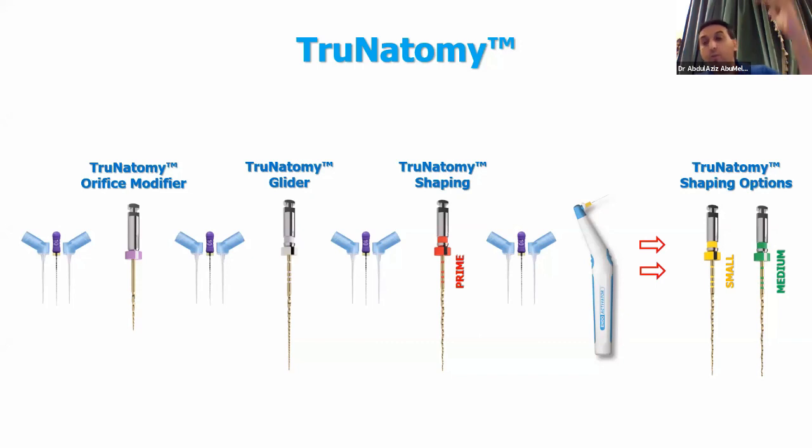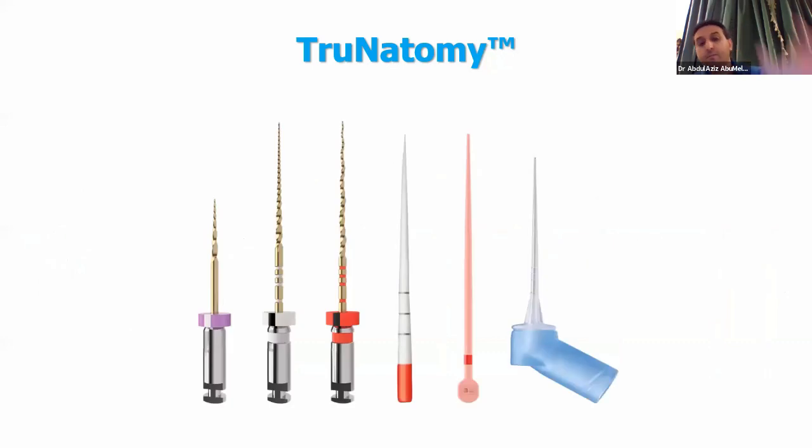If you went with all the strategies, number one, the axis, number two, the flaring, and number three, the glide path. After that, you can go with any system, whatever you have. If you want a recommendation of a good system, that's a good system with the difficult cases. This is how the package comes. It has the orifice opener, you have the glider, and you have the prime, but the paper points and the matching cone and the irrigation needle.